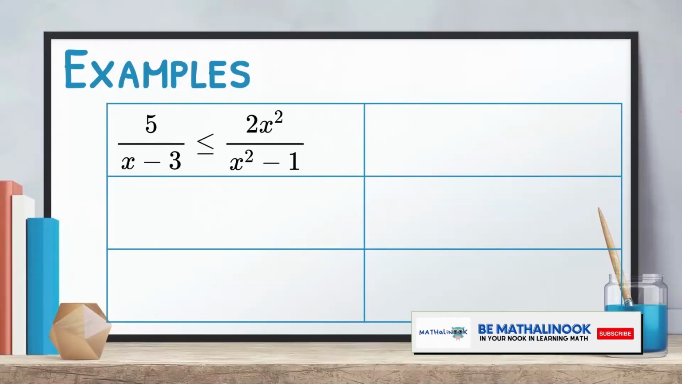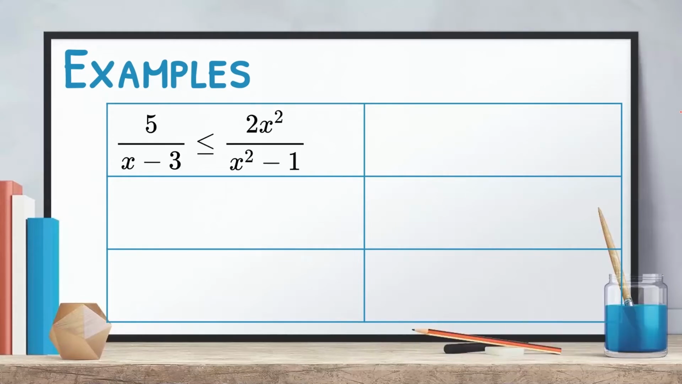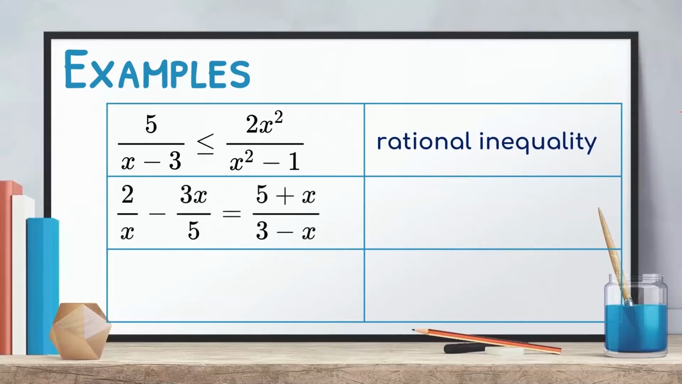For the fourth one, 5 over x minus 3 is less than or equal to 2x squared over x squared minus 1. Notice that there is an inequality symbol less than or equal to. Hence, this is a rational inequality. Looking at the fifth one, 2 over x minus 3x over 5 equals 5 plus x over 3 minus x. Since there is an equal sign here, this is a rational equation.